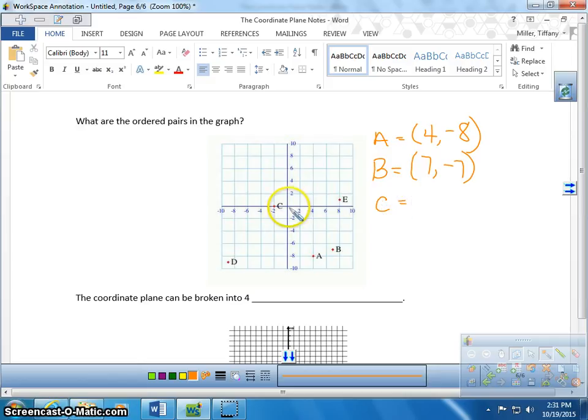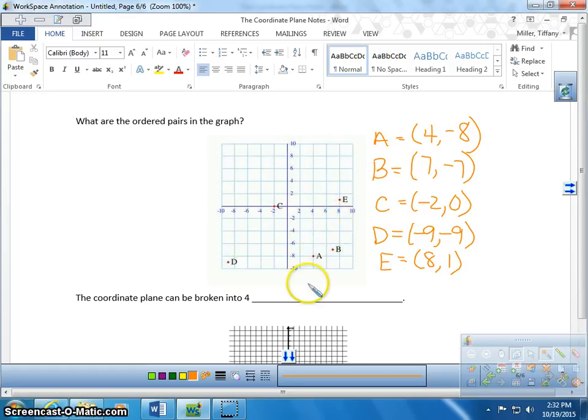Point C, we do our x first, so we go over -2, and then it doesn't rise or go down, so therefore it is just 0. So point C is (-2, 0). Point D, again, we're going over by 2's, so we're over -9, and it goes down also -9. And our last point, point E, we do our x first, we go over 8 and up 1. So these are the points for A, B, C, D, and E.